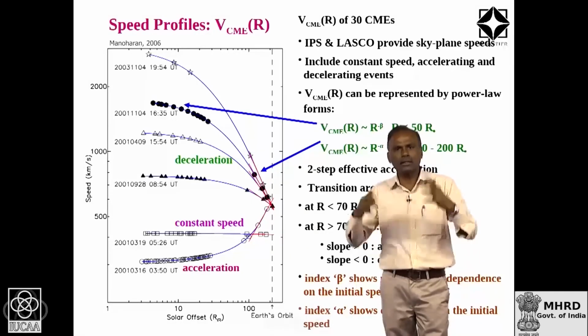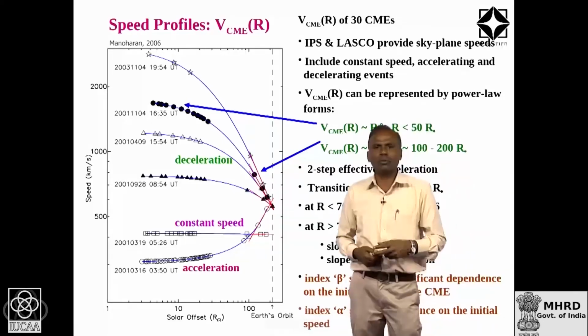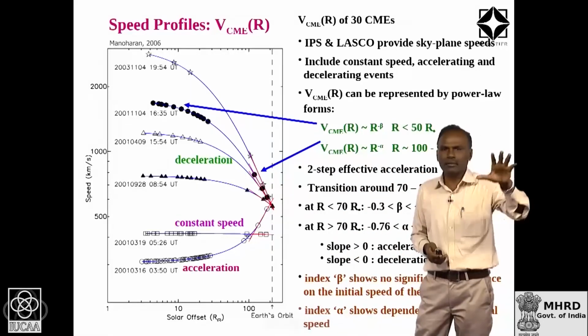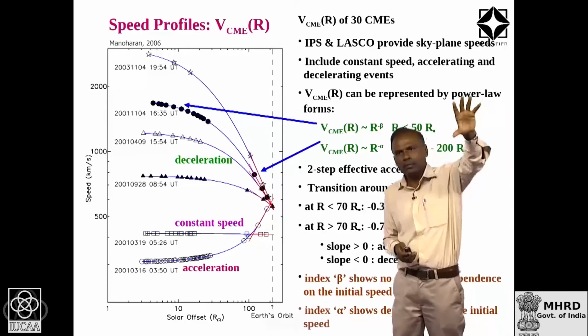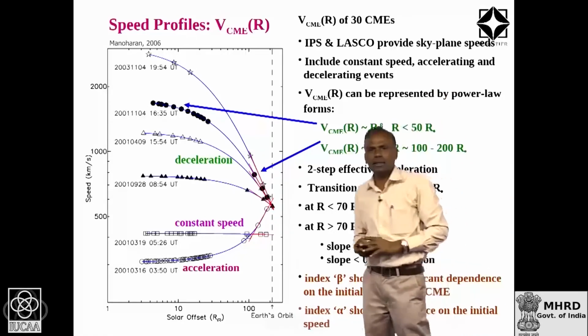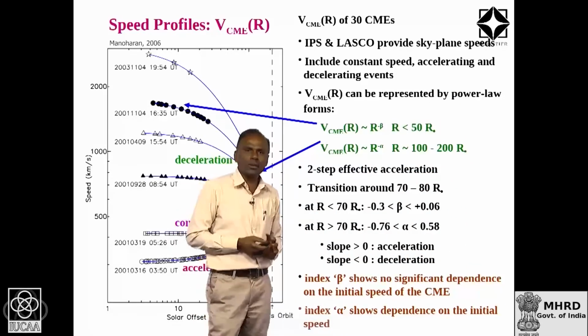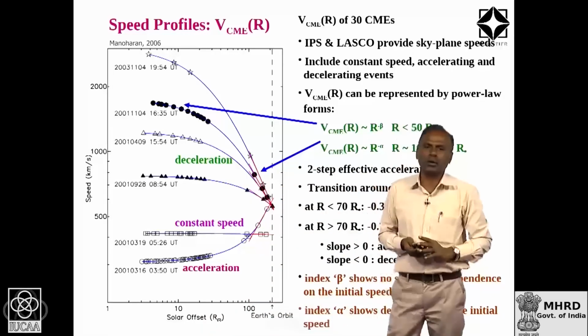So the drag causes the coronal mass ejection speed to decrease. When we tracked several coronal mass ejections from Sun to Earth, we understood what kind of drag force can be playing a role in shaping the speed profile of a coronal mass ejection.